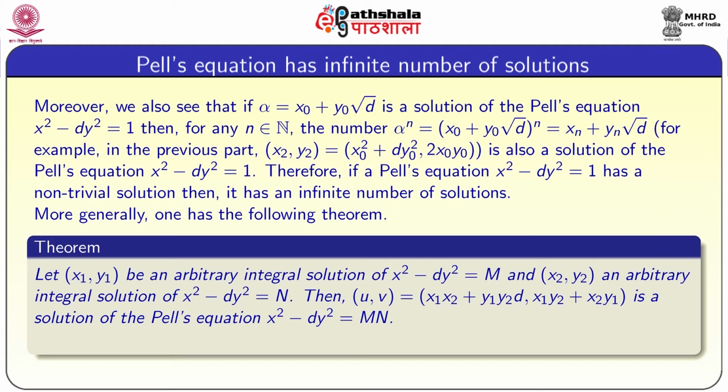So, the theorem states that if we have two Pell's equations, then we can produce solutions to other Pell's equations. That is, let (x1, y1) be an arbitrary integral solution of x² − dy² = m, and (x2, y2) an arbitrary solution of another Pell's equation x² − dy² = n. Then if you take (u, v) as (x1x2 + y1y2d, x1y2 + x2y1), then that (u, v) is a solution of the Pell's equation x² − dy² = mn.